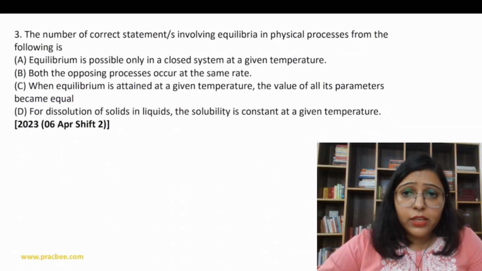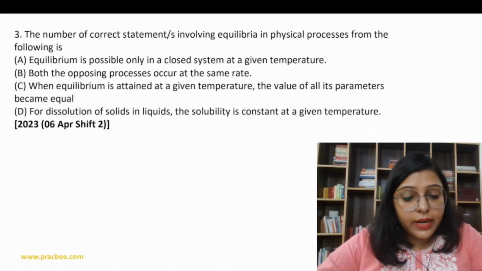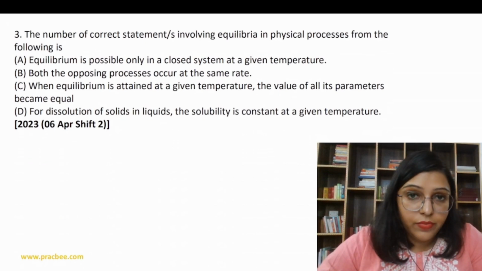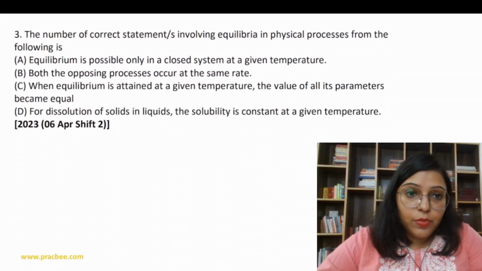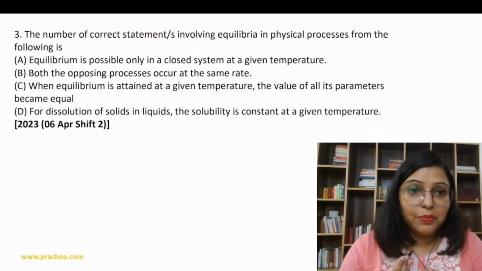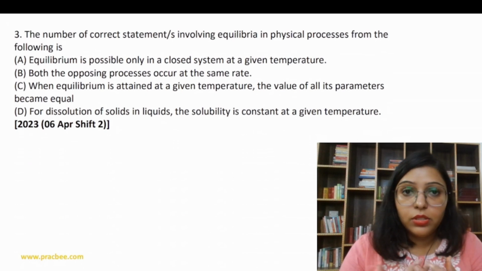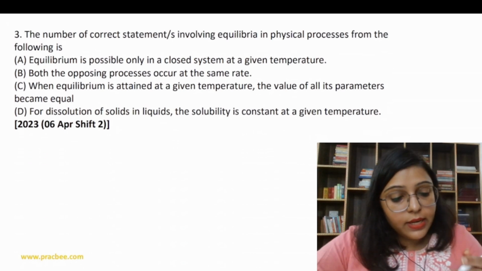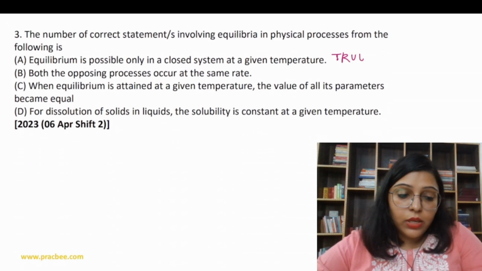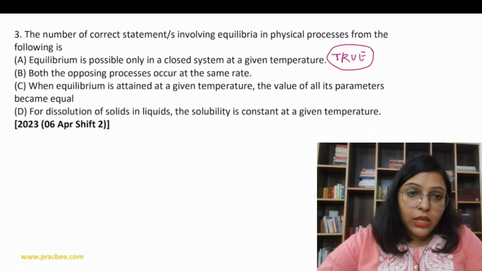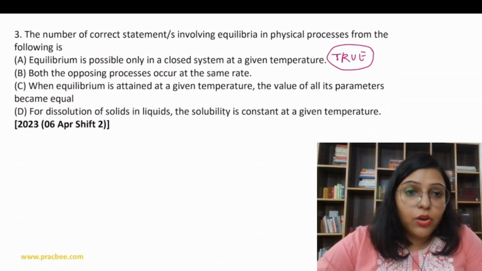Now next question, the number of correct statements involving equilibrium in physical processes from the following is. Physical processes means when there is no change in chemical composition of the substance, like melting, boiling. So these are all physical processes. Now first statement, equilibrium is possible only in a closed vessel at a given temperature. This is true. Equilibrium is only possible if the vessel is closed. If the vessel is open, then equilibrium cannot be established.